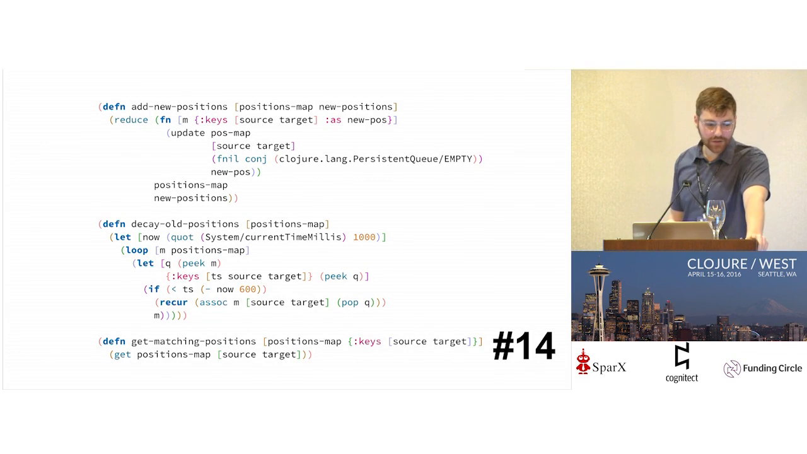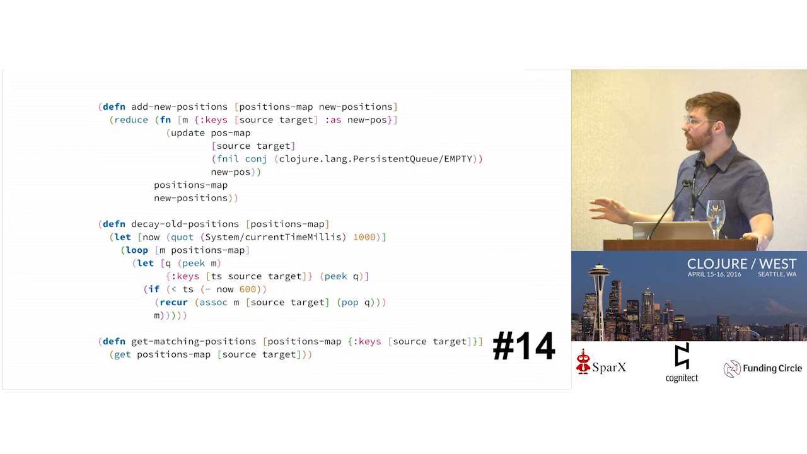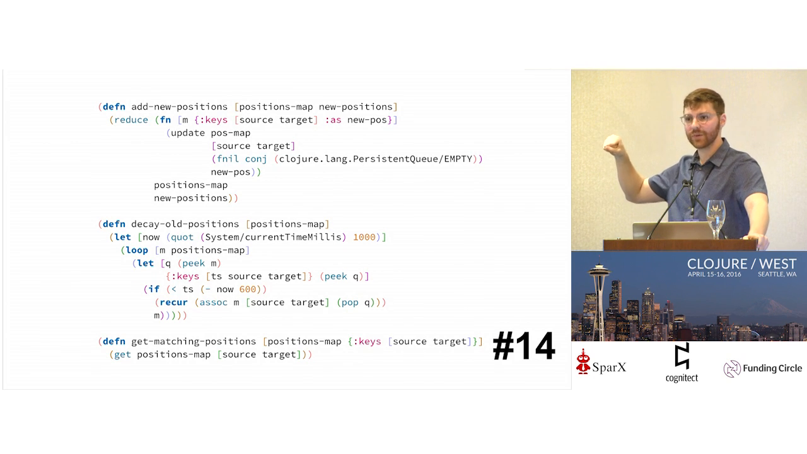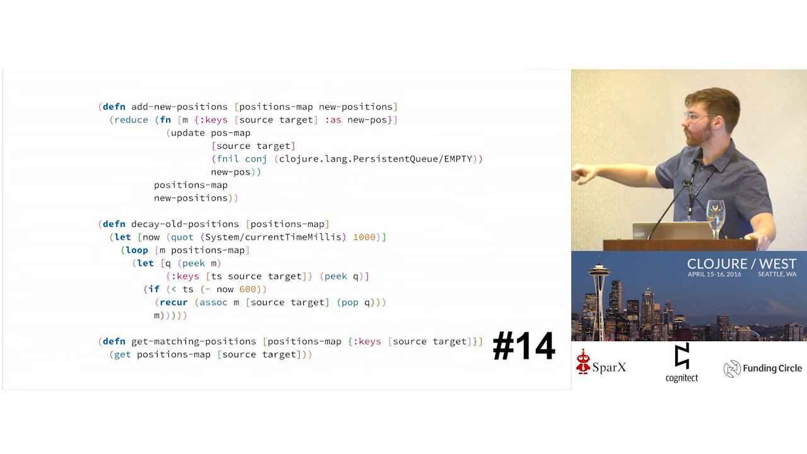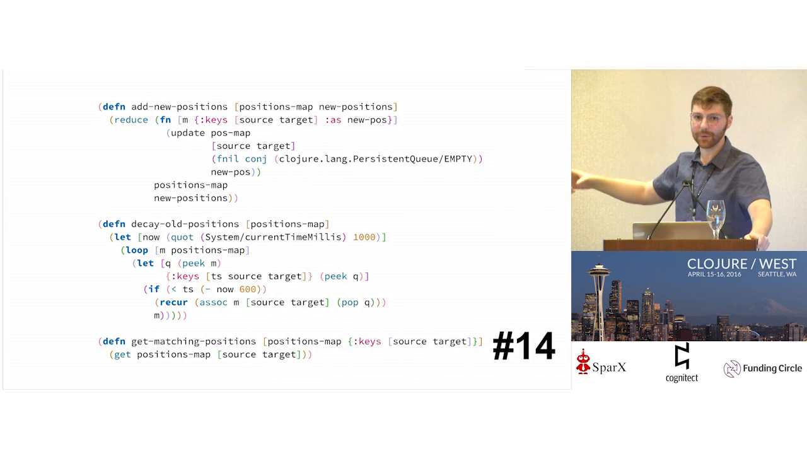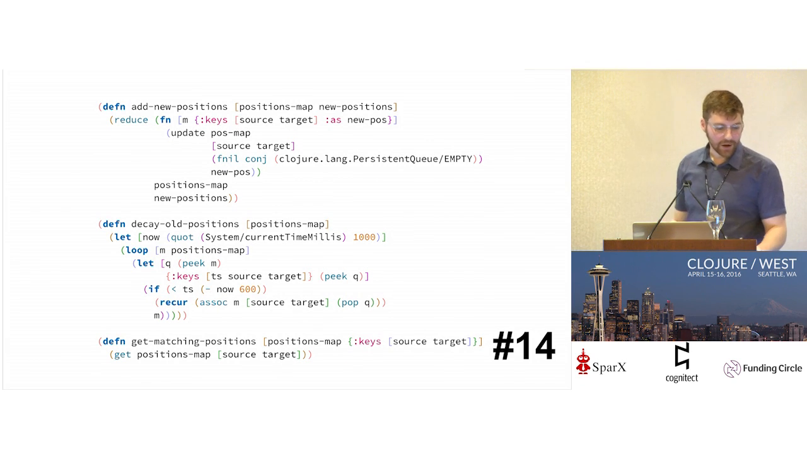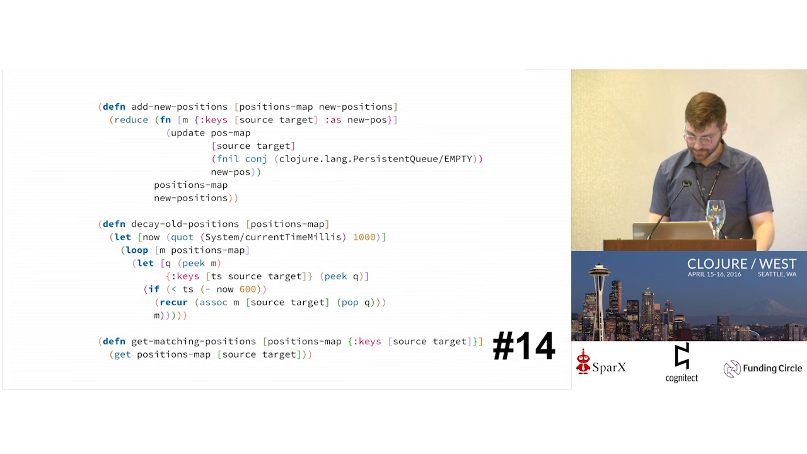Decaying old positions, this is a pretty fun one. What we do is we create a loop, and we keep looping, peeking at the top of the priority map, and then peeking at that queue and looking at what that timestamp is, and that's always going to be the oldest thing. So we just keep doing this until we've decayed out our window. And when we need to get rid of an item, then we pull out that queue, pop off the end, and reinsert it. And then getting the matching position data is going to be really simple. It's a map. It's just a get.